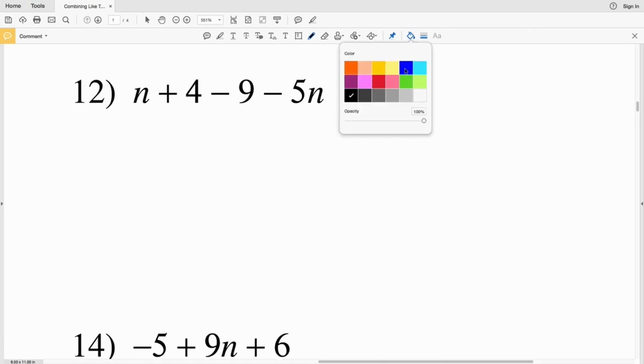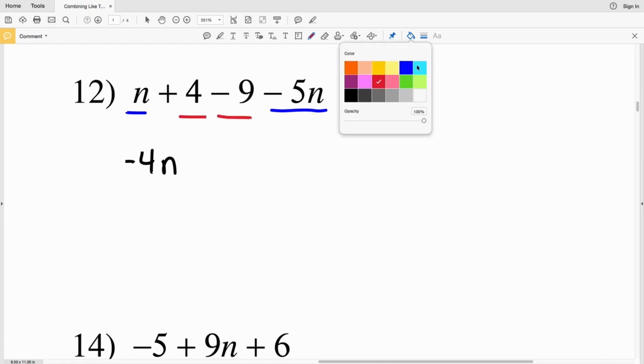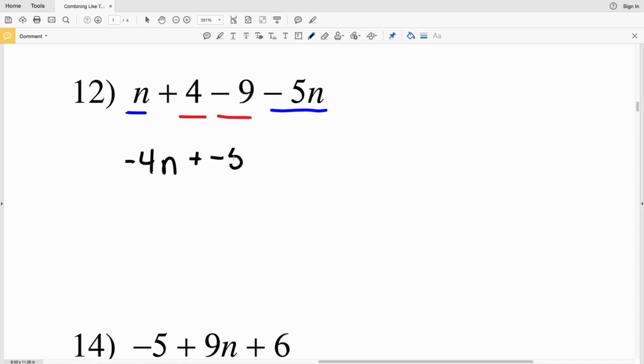For number 12, combining the n's, we're going to do n minus 5n. So we're taking away from that n. So n minus a 5n is going to leave us at a negative 4n. And we're also taking this positive 4 and subtracting 9. That's going to leave us with a negative 5. We can rewrite this as negative 4n minus 5.